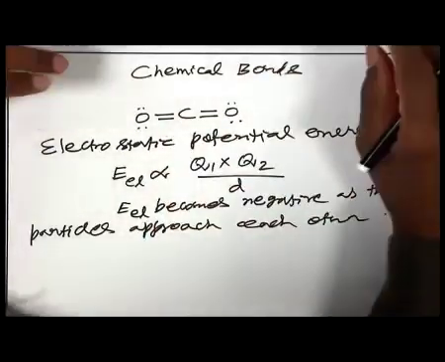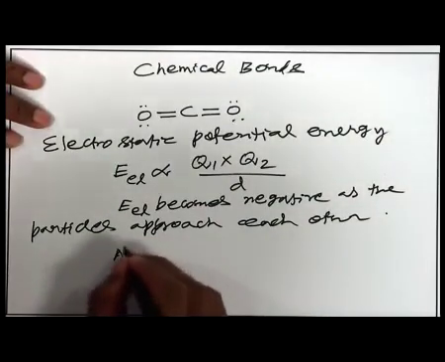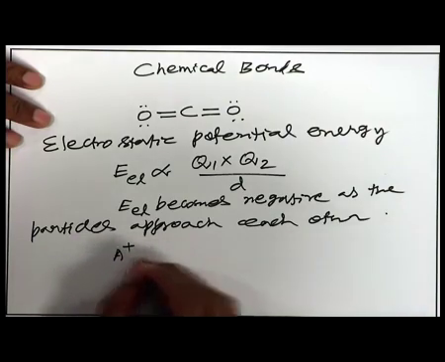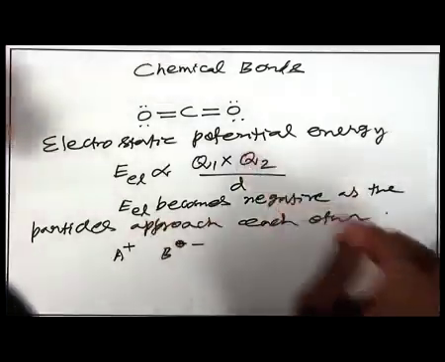If we take, for example, a cation A plus approaching an anion B minus, there is an attraction between them, and the energy decreases as the distance between these particles decreases. Then it reaches a minimum energy where they are stable, which can be represented by a diagram like this.